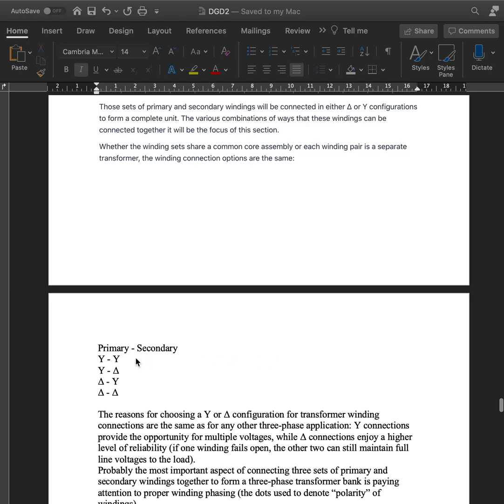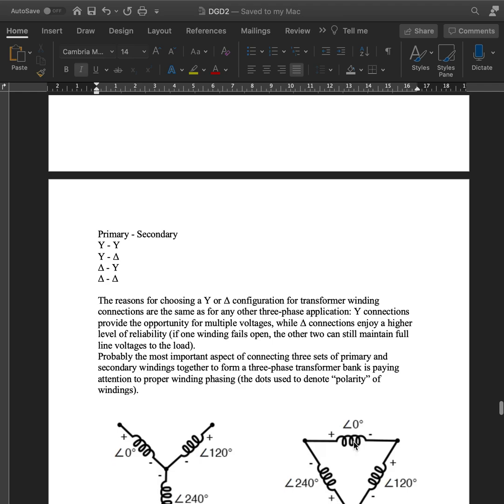Okay, so the primary winding and the secondary combination could be YY, Y delta, delta Y, or delta delta. The reasons to choose a transformer connection are the same as in any other three-phase application. Y connections provide the opportunity for more voltages, while delta connections enjoy a higher level of reliability. Probably the more important aspect of connecting the primary and secondary windings together to form a three-phase bank is paying attention to the proper winding phase, polarity, and the winding here.